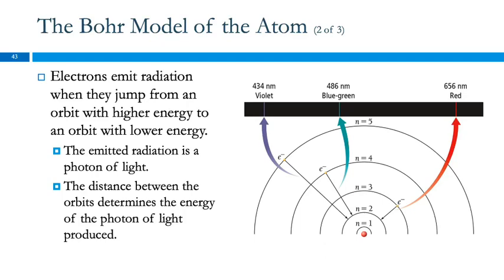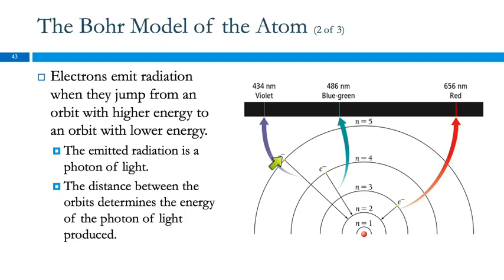So the Bohr model of the atom, here we have the nucleus is like the sun, and then these are the orbits for the electrons. And as you get farther from the nucleus, the orbits are higher in energy. So when an atom absorbs energy, an electron can jump from whatever orbit it's in to a higher orbit. It can absorb the energy. Well, it's not going to stay there. It's eventually going to go back down.